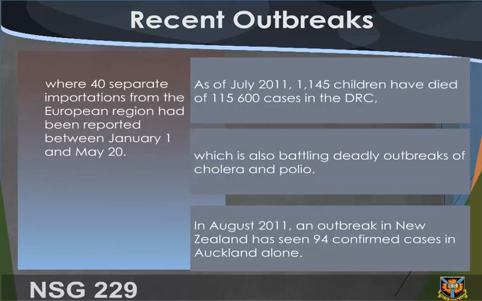Forty separate importations from the European region had been reported between January 1 and May 20. As of July 2011, 1,145 children have died of 115,600 cases in the DRC, which is also battling deadly outbreaks of cholera and polio. In August 2011, an outbreak in New Zealand has seen 94 confirmed cases in Auckland alone.